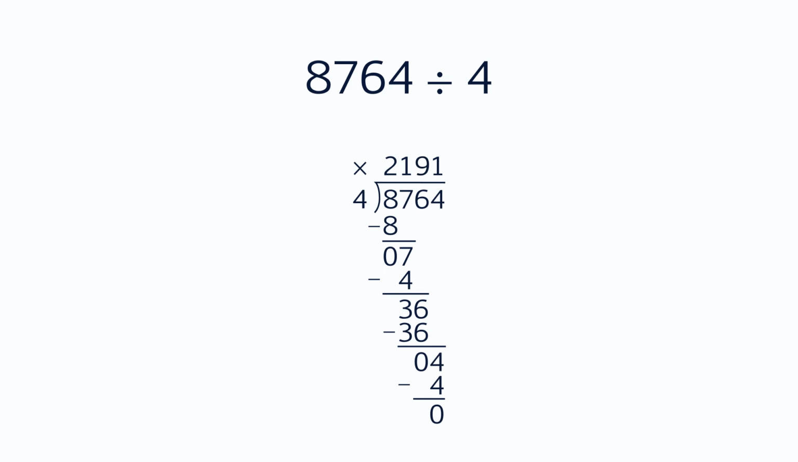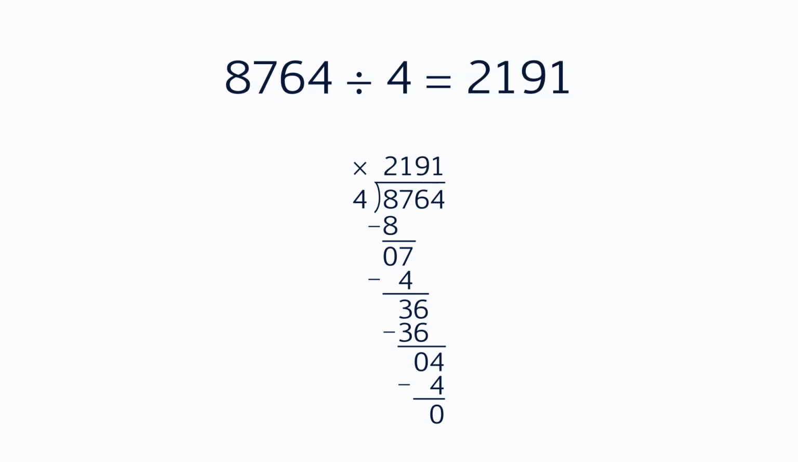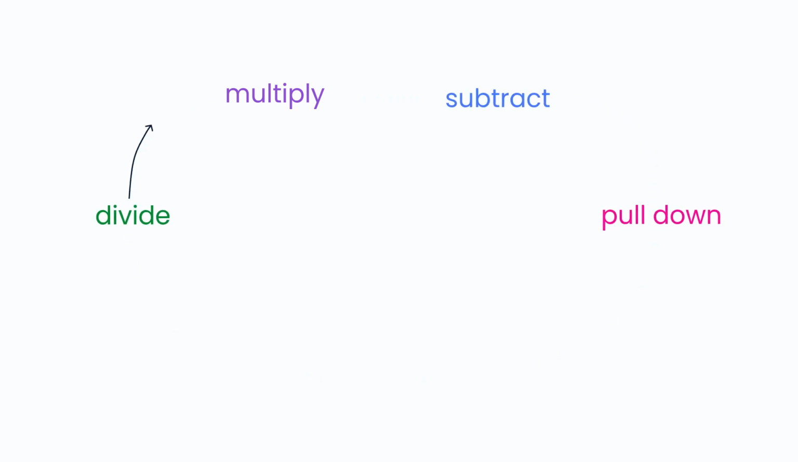The answer to your division problem is 2,191. In other words, you have found that 8,764 divided by 4 equals 2,191. Just like before, in this latest example, the long division procedure followed steps that were repeated like this: divide, multiply, subtract, pull down, divide, multiply, subtract, pull down, and so on. Always keep this pattern in mind when you do long division.